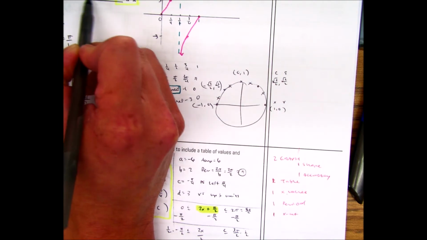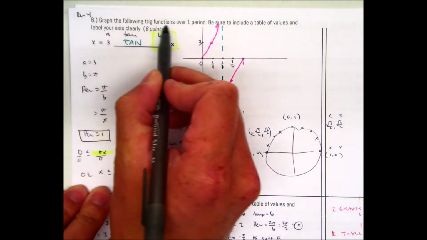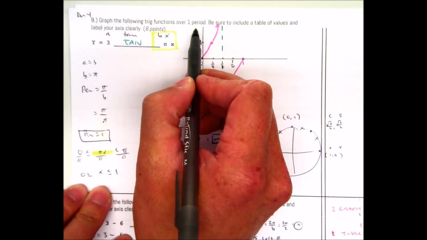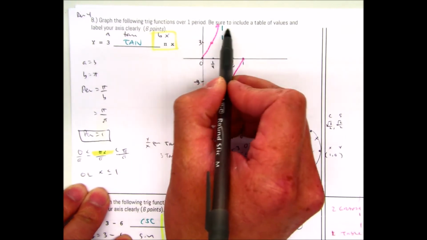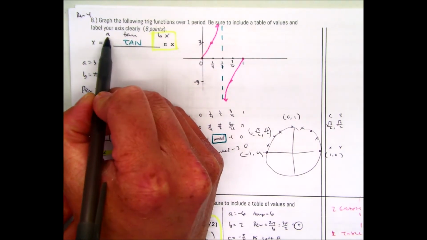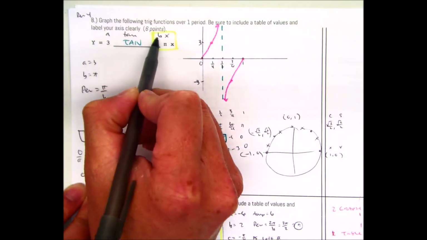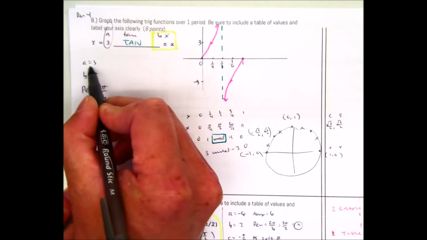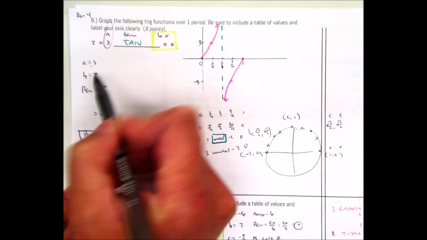So for period 4, you were asked to graph for question number 8, y equals 3 times tangent of pi x. They actually say graph the following trig function over 1 period. If you graphed it over 2, I did not penalize you. Be sure to include a table of values and label your axes clearly. So the first thing I did is I wrote the letters above it. A tan bx. So my A value is 3, my B value is pi.